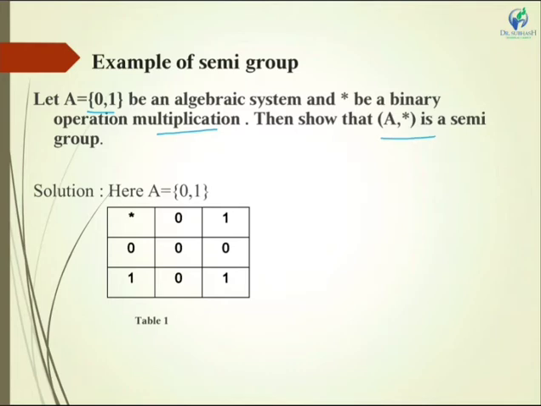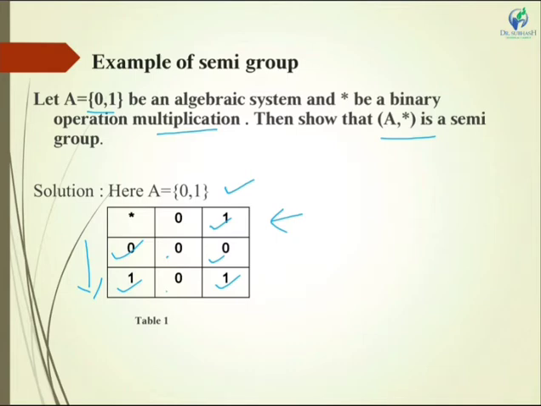Now for the solution, we have set A equal to {0, 1}. I will first construct a composite table. So both the elements of A I am putting in the first row and first column. Now since the operation is multiplication, I will multiply the respective elements. Here 0 into 1 is 0, 1 into 1 is 1. The same way, this 0 we will obtain.